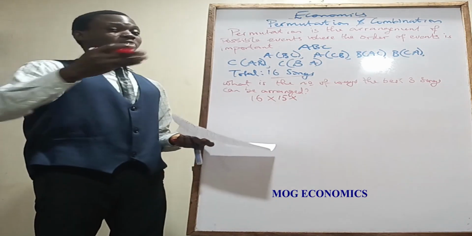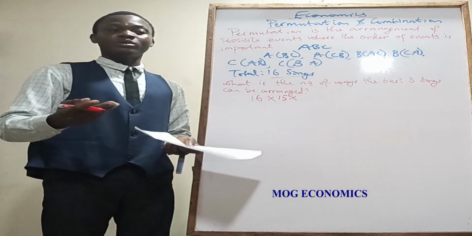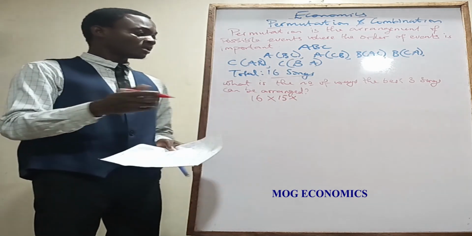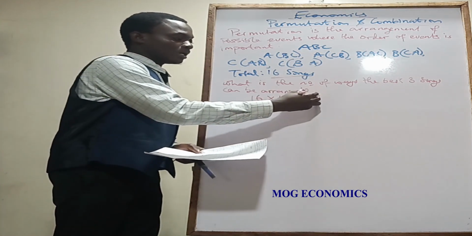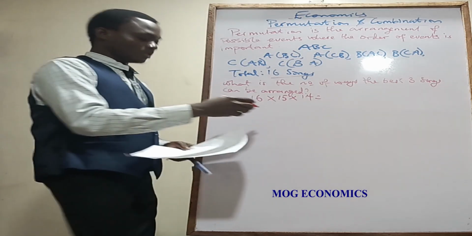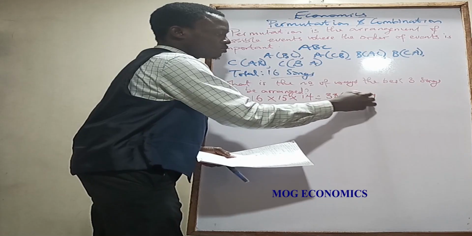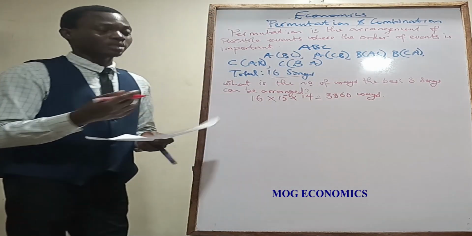40. So any of those 14 songs, so you have 14 choices now to pick as the third song, the third position, any of those 14 choices, so times 14. And all of this is going to give us 3360 ways. Like I said, we introduced ourselves to this topic in the last lesson.